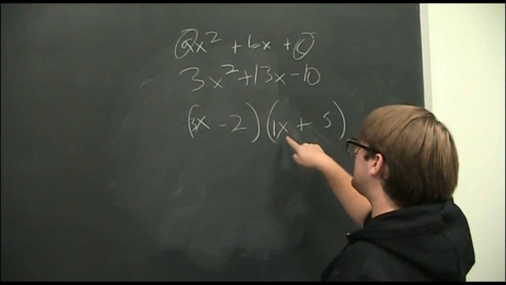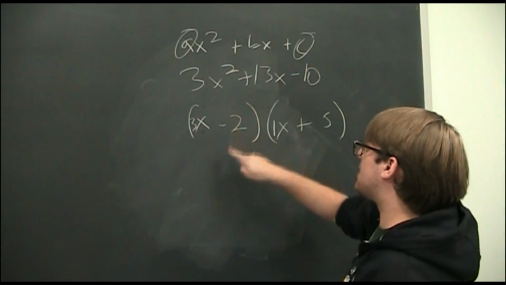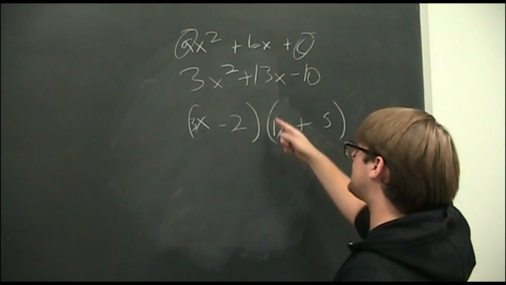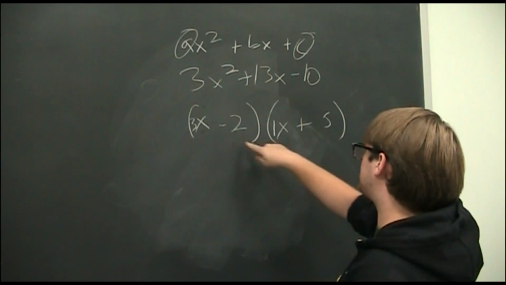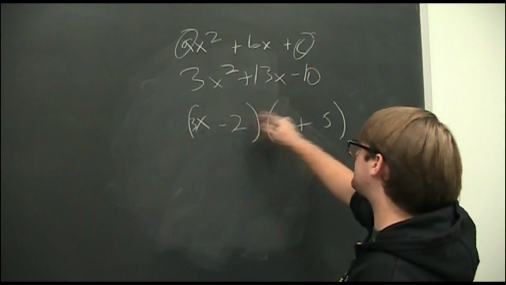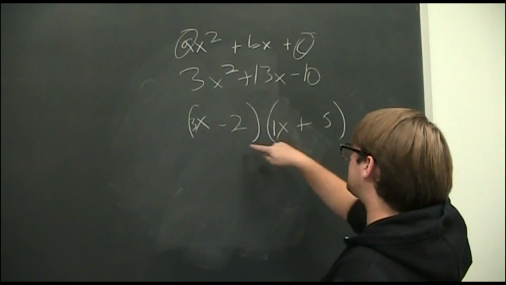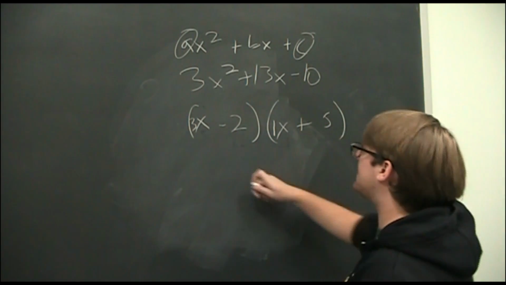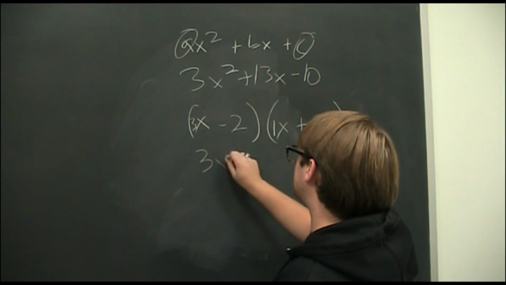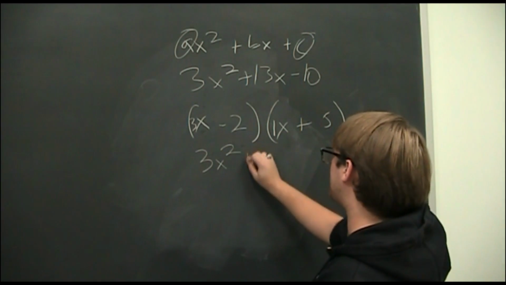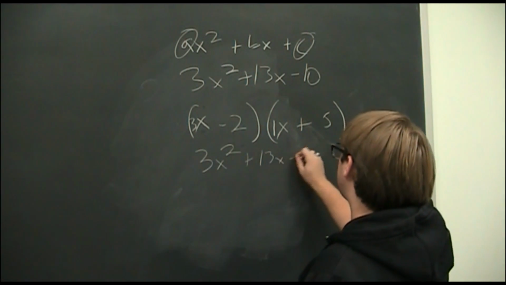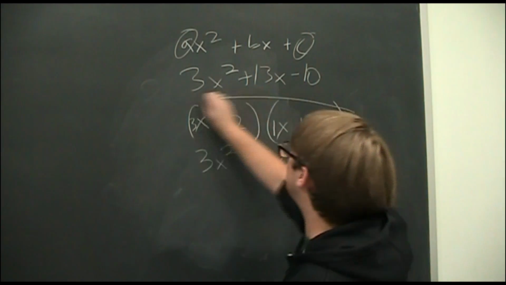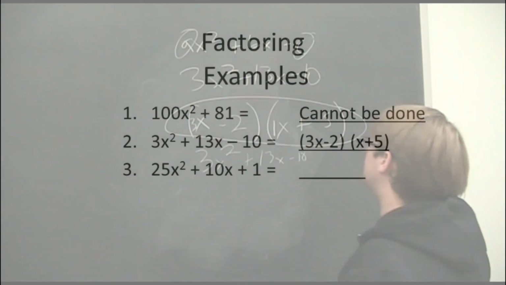So 3x times 1x is 3x squared. 3x times 5x is 15x. Negative 2 times x is negative 2x. And then the last one, negative 2 times 5 is negative 10. So that is the correct one. If you were to multiply it again, you get 3x squared plus 13x minus 10. So the correct answer is 3x minus 2 times 1x plus 5.